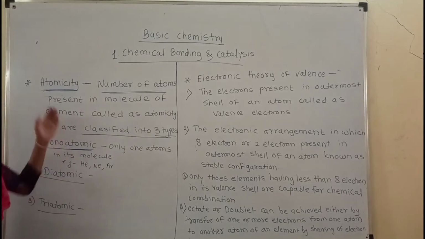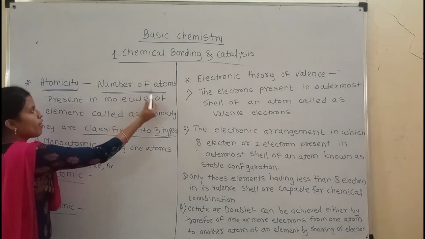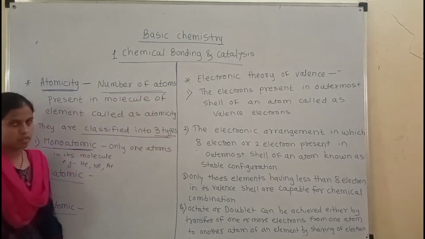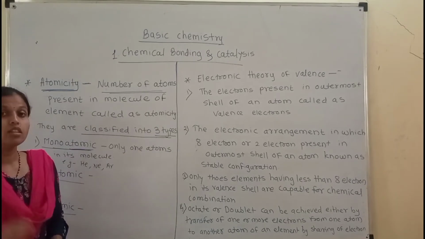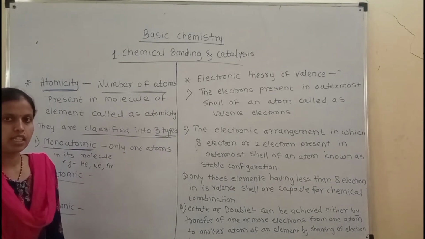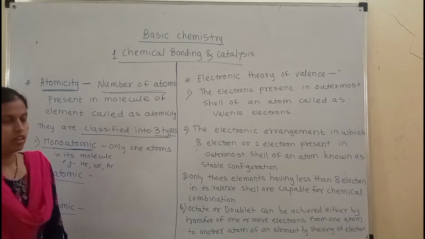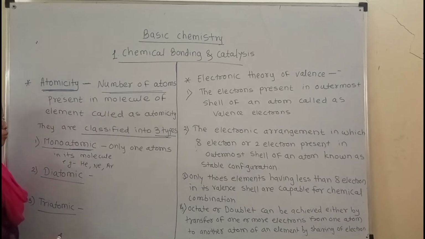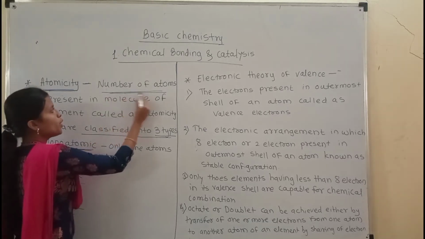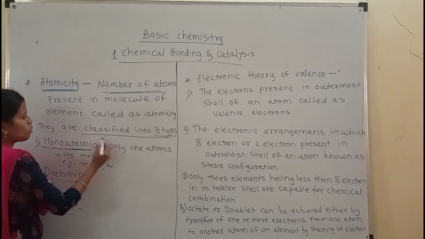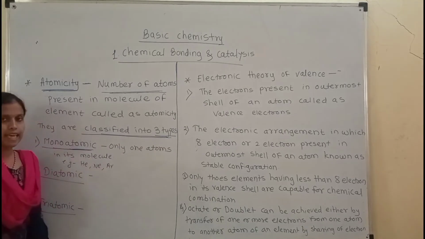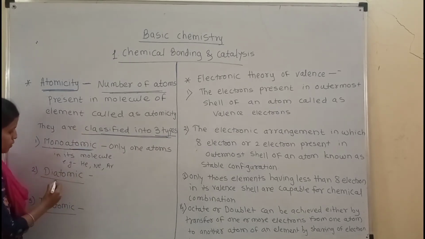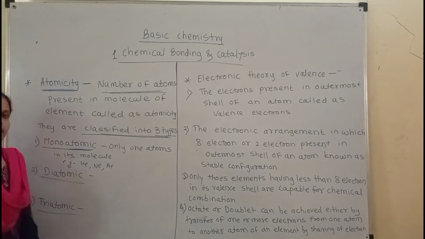Atomicity is defined as the number of atoms present in a molecule of an element. The number of atoms will decide the atomicity of that particular molecule. On the basis of the number of atoms, atomicity is classified into three types: the first type is monoatomic, the second type is diatomic, and the third type is triatomic.